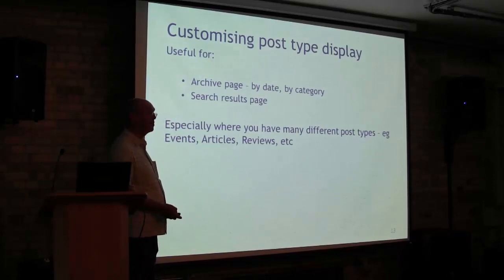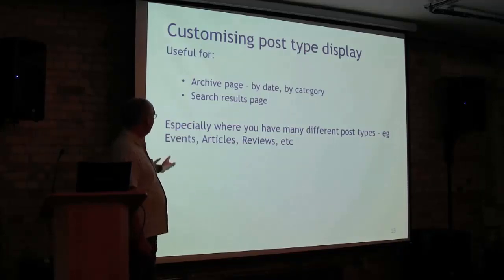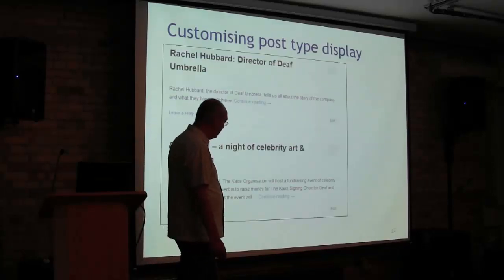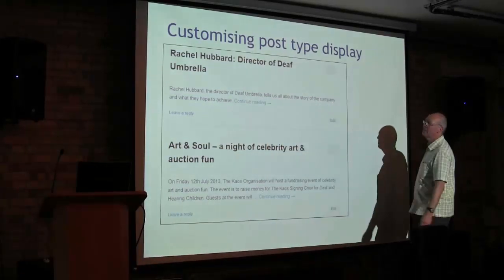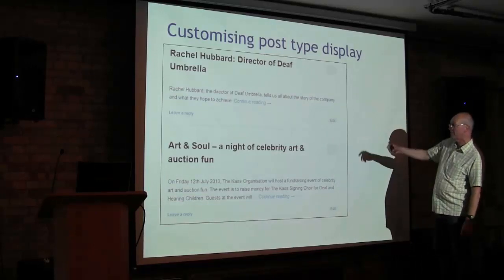Also, I guess, no, that's probably the two where it's most useful. And as I say, especially where you've got many different post types, events, articles, reviews, etc., etc. Now, once again, I've got my example from 2011 here, and this is, I believe, search results going on here. I can't remember what I searched for here. It'll tell me in a minute, I'm sure.